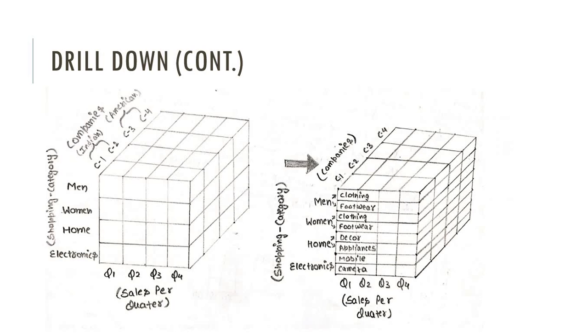So let's understand with the figure. As per the figure, we can see that we have 4 categories: men, women, home and electronics. And after the drill down operation, we can categorize men and women into clothing and footwear, home into decor and appliances, and electronics into mobile and camera. So here our data gets bigger, or we are expanding our data. So this is the drill down operation.